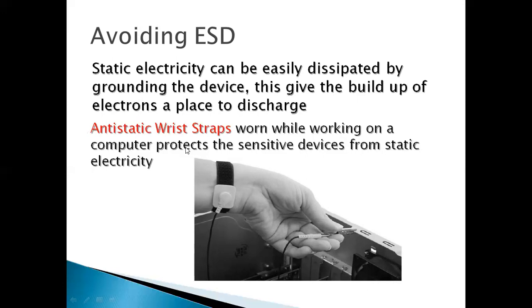Whenever we are working on the internal components of the CPU, doing any repair task, we should always wear an anti-static wrist strap. You can see in this diagram, this is the anti-static wrist strap. Anti-static wrist straps worn while working on a computer protect the sensitive devices from static electricity. Otherwise, that device can be damaged. So we should be very careful whenever we are working with internal components of the CPU.